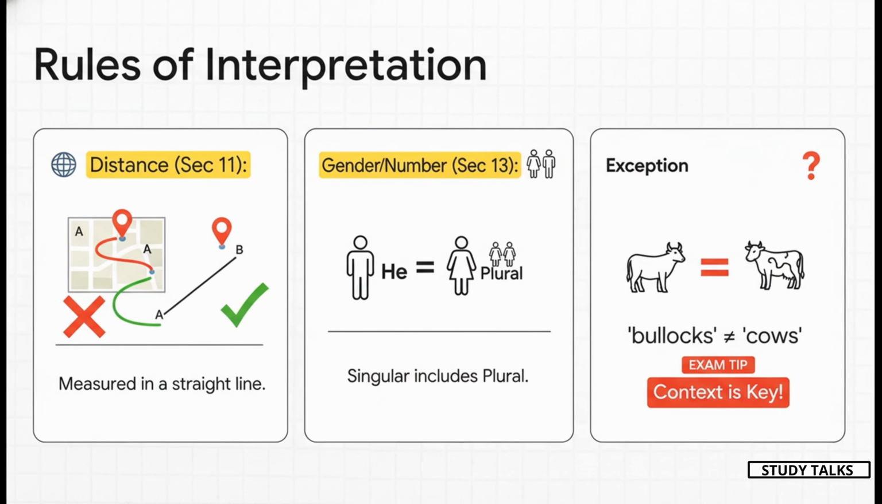Okay, a few quick but important rules of interpretation that save a lot of time. First, Section 11 tells us that when a law mentions distance, we measure it as the crow flies, in a straight line on a map, not by the road. Next, Section 13 is very important. Masculine words like he are automatically read to include females, and singular words like director can also mean the plural directors, and vice versa. But, and here's the key exam tip, watch out for the exception. Context is king. If a law specifically talks about bullocks, you can't just expand it to include cows. The specific word matters.